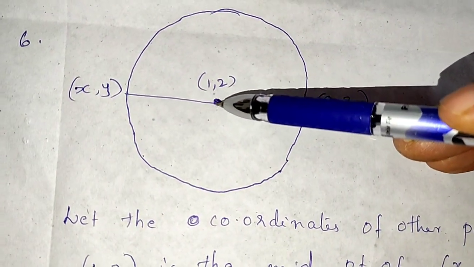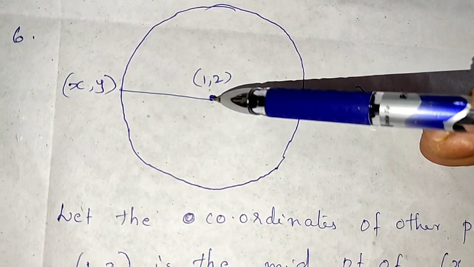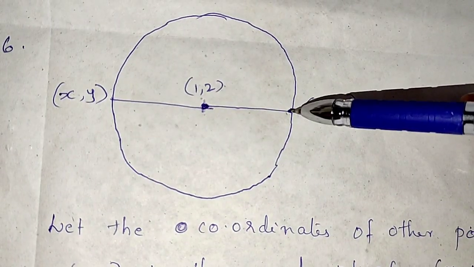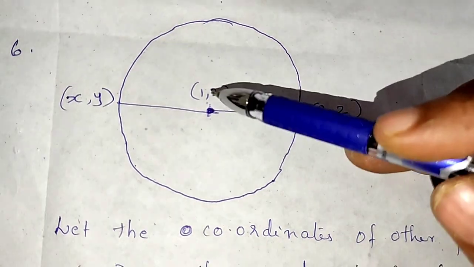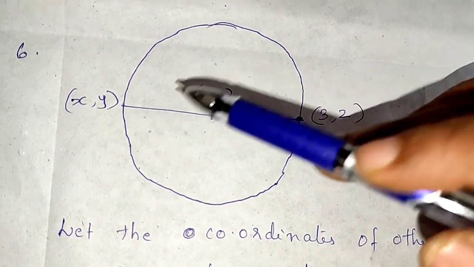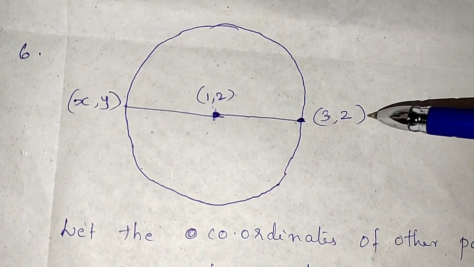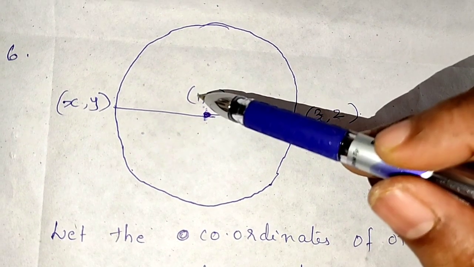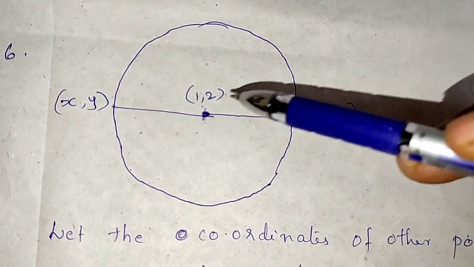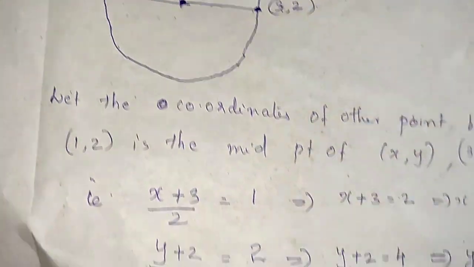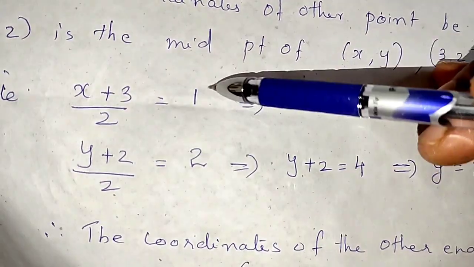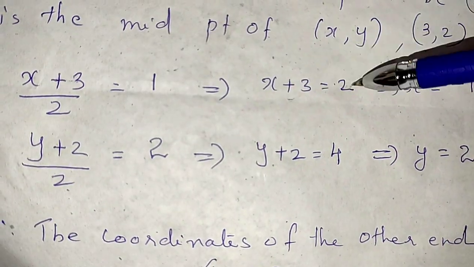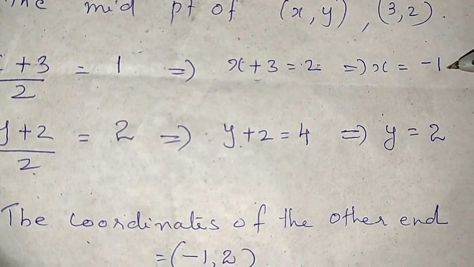And we know from the first problem that the center of the circle is actually the midpoint of the endpoints of the diameter. That is, (1, 2) is the midpoint of (x, y) and (3, 2). That means (x plus 3) by 2 is the x coordinate and (y plus 2) by 2 is the y coordinate. That is, (x plus 3) by 2 is equal to 1. If we cross multiply, x plus 3 is equal to 2. From this, x is equal to negative 1.